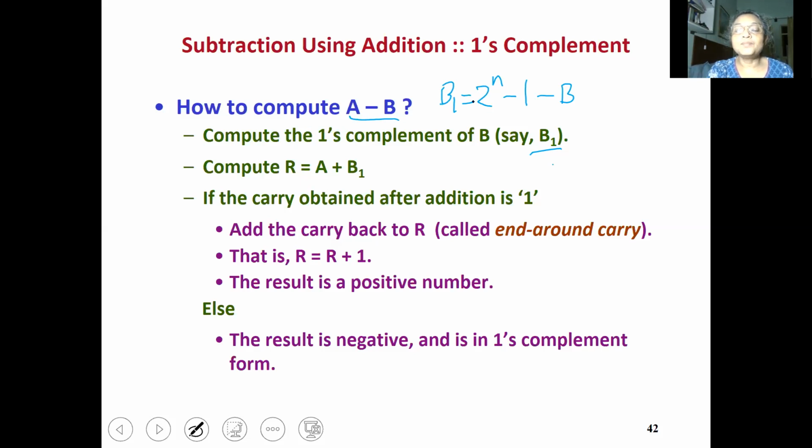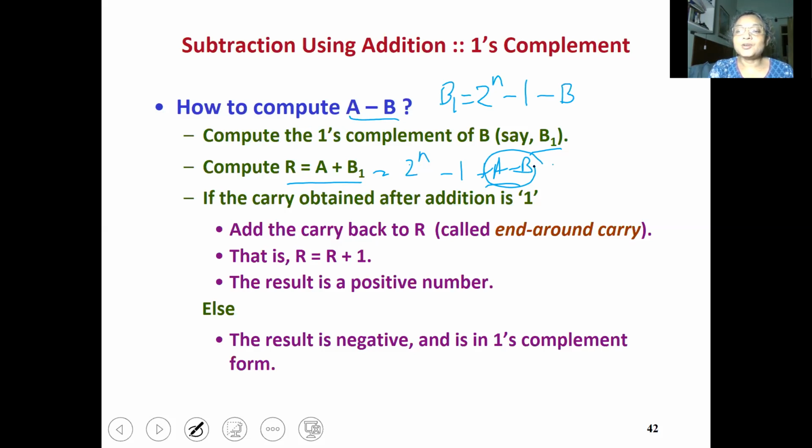So now we will compute R equal to A plus B1. What is A plus B1? It is actually 2 to the power n minus 1 plus A minus B. If this number is positive, then after we do the addition, the carry out will be 1 and the rest of the number we get is A minus B.